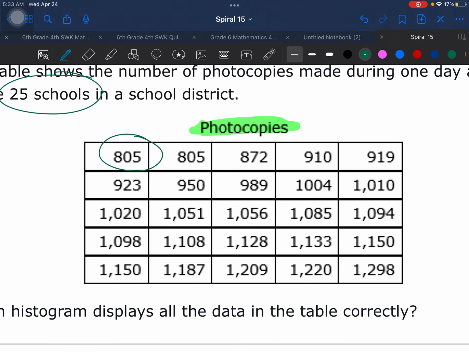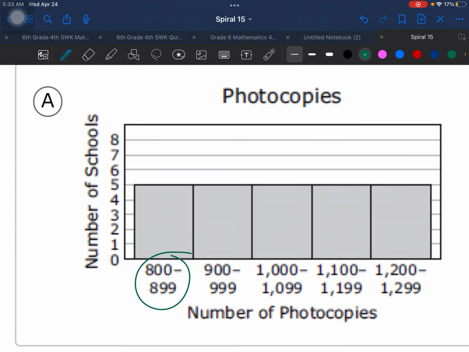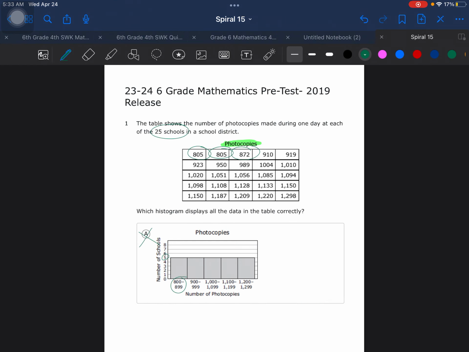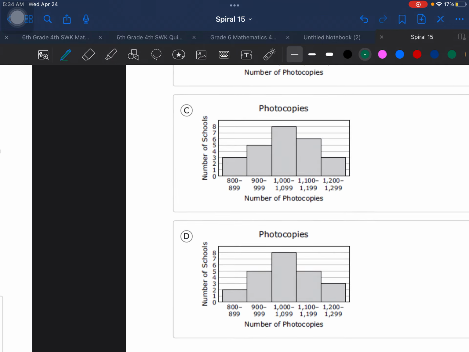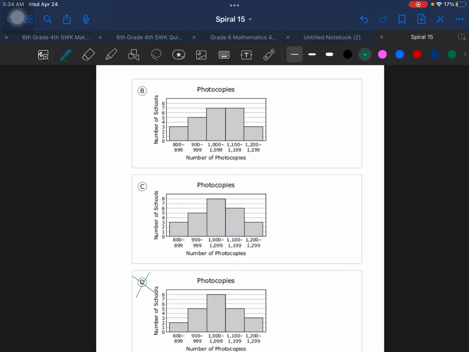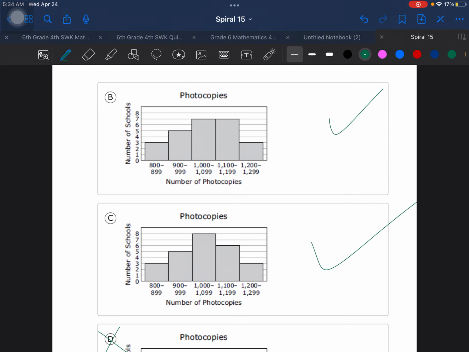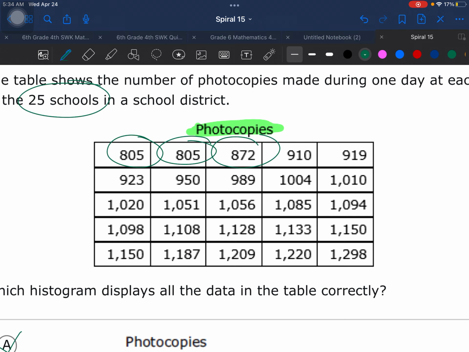¿Cuántos 800 tenemos, chicos? 1, 2, 3. Ok. ¿Cuántos 800 tenemos? 5. No, esto está mal. El 800 que tenga 3. Ok. Este tiene 2. Este está mal. Entonces ya estamos entre la B y la C. We're between B and C because 800 we have 3.